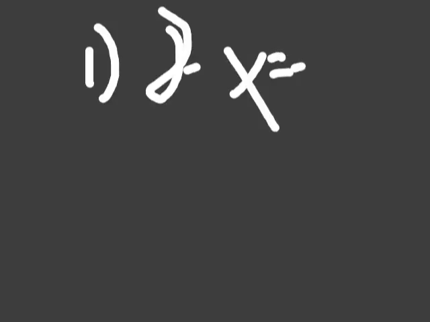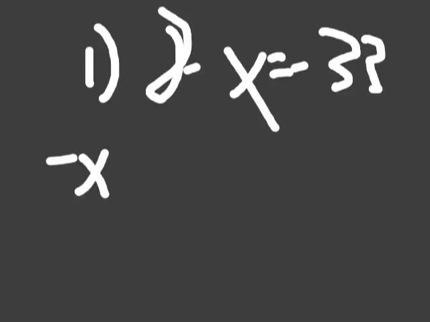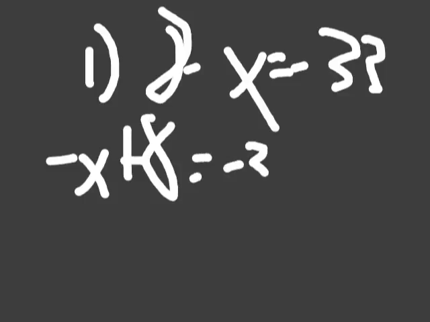So the first one we have is 8 minus x equals negative 33. The first thing you should do is switch around the equation so it will say negative x plus 8 equals negative 33. This, of course, is optional because it makes the equation a lot easier.